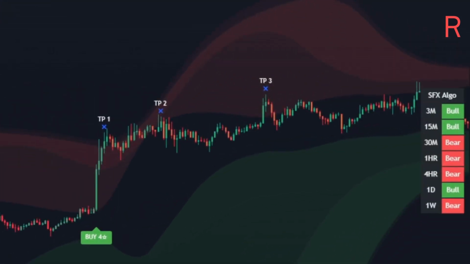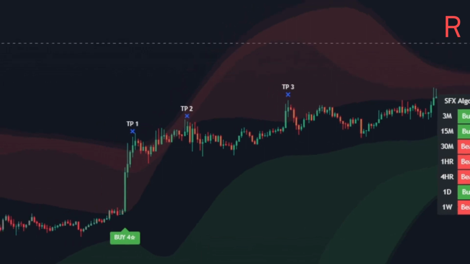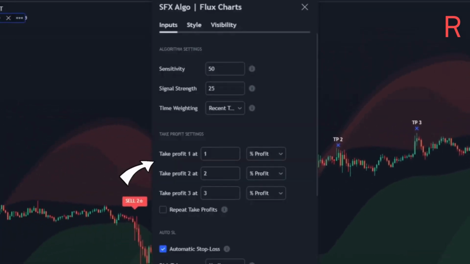This indicator also includes multi-time frame analysis. This simplifies the process of identifying both short and long-term trends. Lastly, you can customize the take profit levels to adapt this indicator even more to your trading preferences.